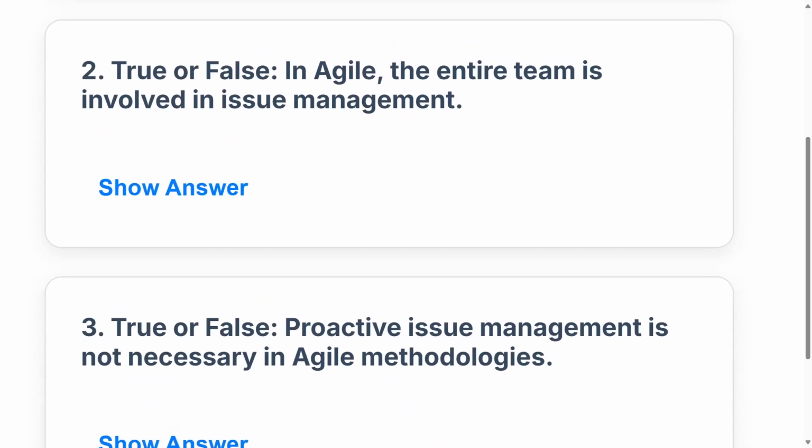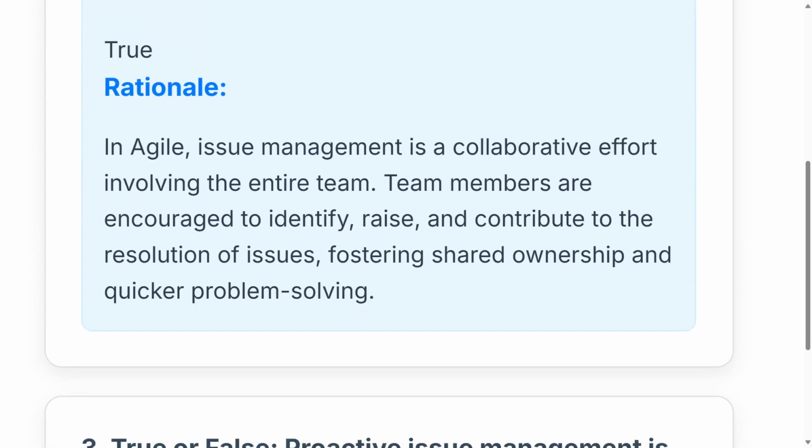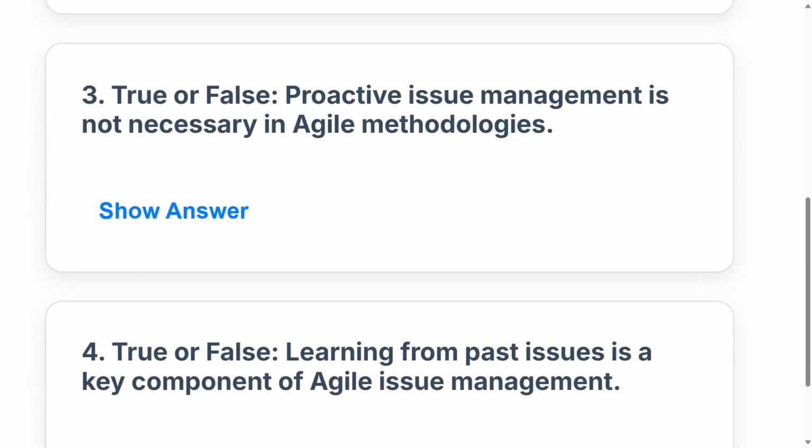And that's why you hear the term impediments, obstacles, and blockers being used as opposed to the word issues, but it's the same thing. Number 2, in Agile, the entire team is involved in issue management. Believe it or not, this is true. In Agile, issue management is a collaborative effort involving the entire team. Team members are encouraged to identify, raise, and contribute to the resolution of issues, fostering shared ownership and quicker problem solving.